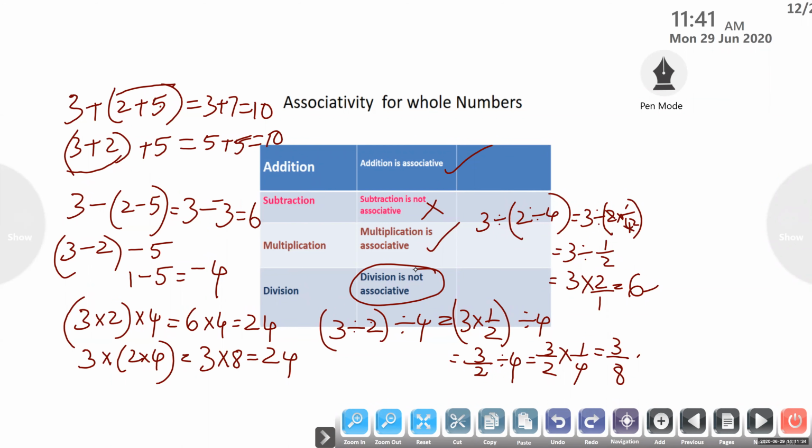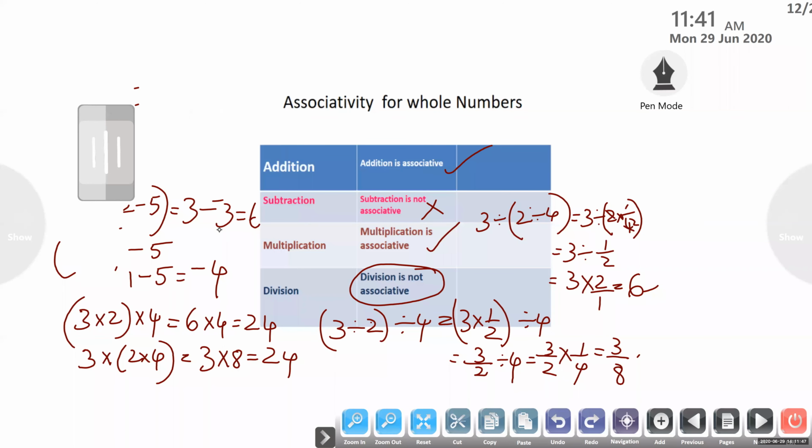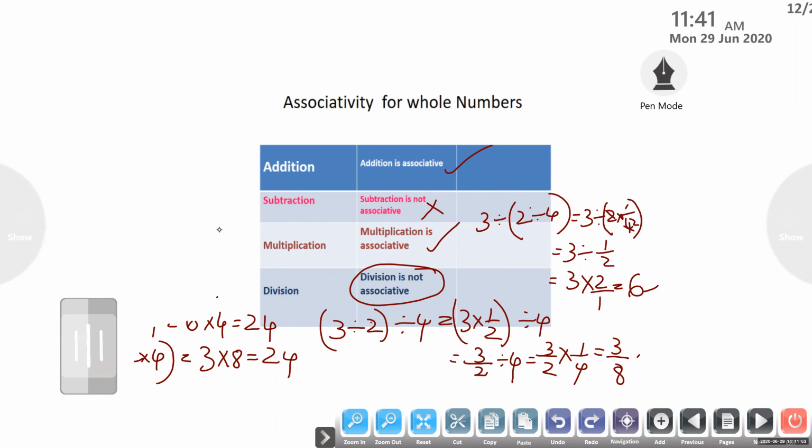Anybody wants to repeat this? Division is not associative. Understood? If anybody wants, I will repeat it. Ma'am, can I explain? Yes, division. Good. Okay, in that way you have to ask, because I thought some of you did not follow that. If you ask, I will explain again and again. Okay, no problem.